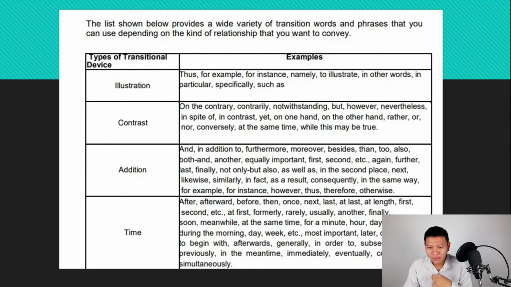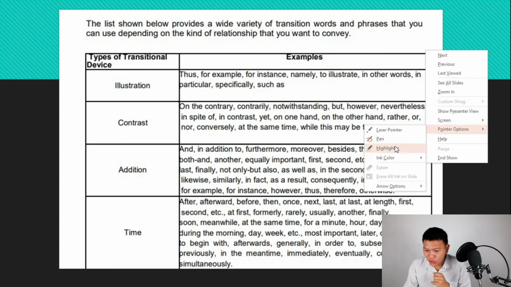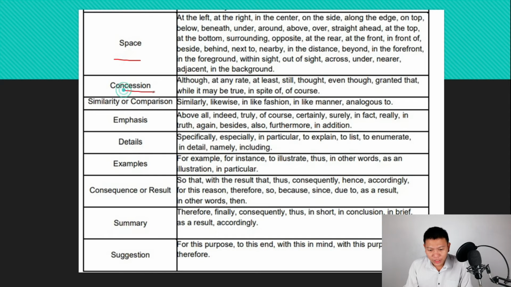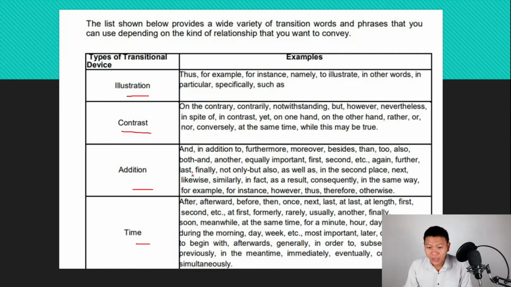Okay? The list shown below provides a wide variety of transition words and phrases that you can use in order for you to achieve coherence in your paragraph or composition. So we have the different types of transitional device: illustration, contrast, addition, time, space, concession, similarity, emphasis, details, examples, consequence or result, summary, and suggestion. So these are the different types of transitional device, and these are their examples.